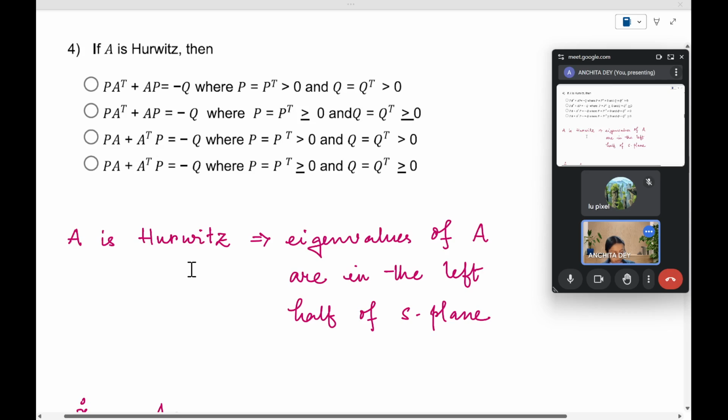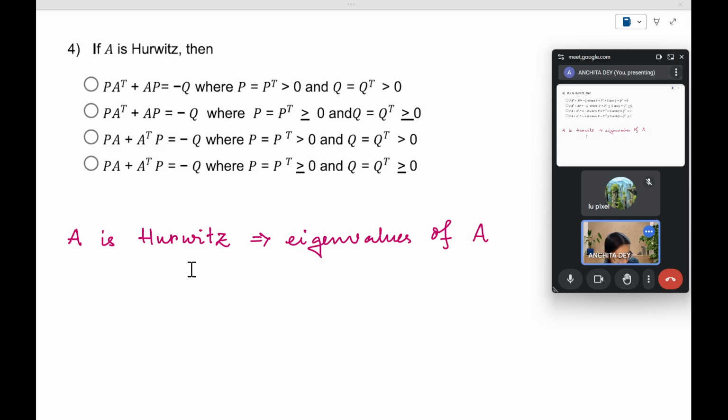So what is meant by the term Hurwitz? Simply says that A is Hurwitz means that, the basic thing I would like to say is that the word Hurwitz is used when we are dealing with continuous time systems, and in the continuous time case, this simply means that the eigenvalues of A are negative, or that means they would be in the left half of the S plane. So eigenvalues of A are negative.